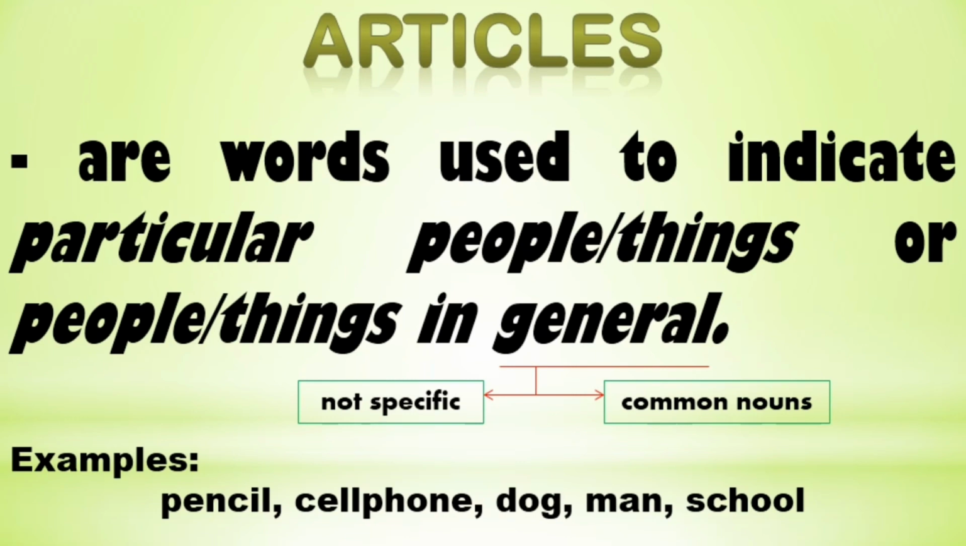For man and school, these two are also not specific because we don't have the name of the man and the name of the school. So again, when we say articles, these are about general things or people, or what we call common nouns. And by the way, take note of this: the first letter of these common nouns is not capitalized. So that is all about the meaning of articles.